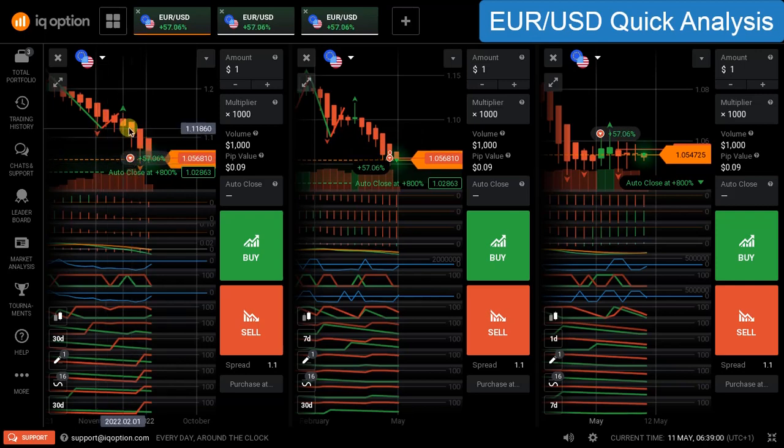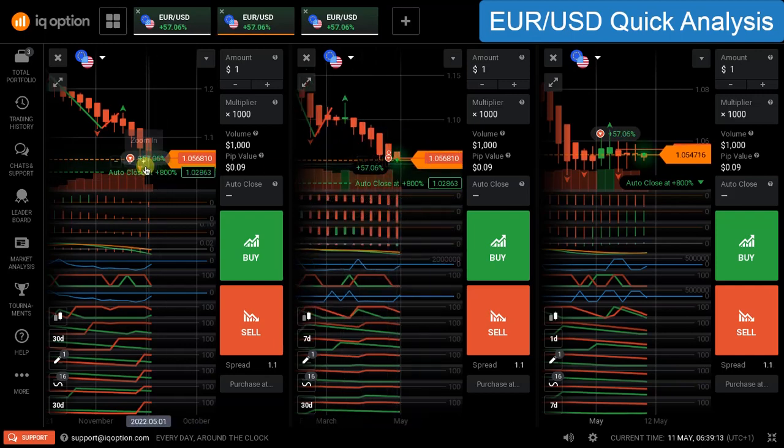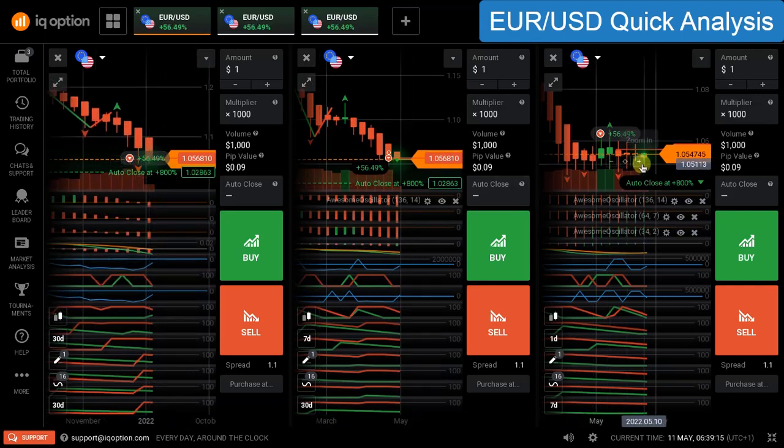Okay, in 1 month we still have a complete downtrend. In 7 days, which is a week, we also have a complete downtrend. So you can see that the lower indicator, which is actually the MACD, has of course been infiltrated.